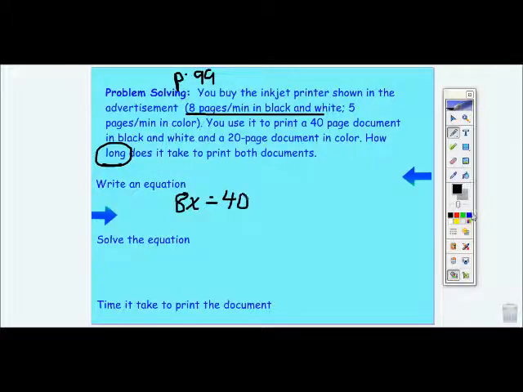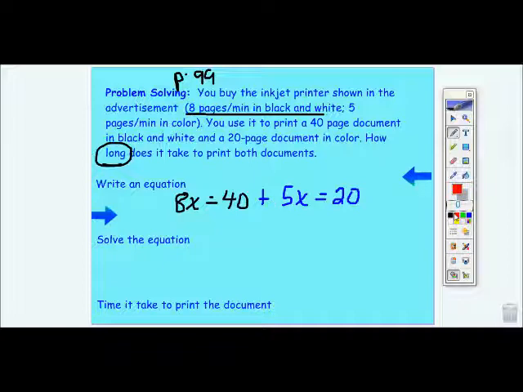Now let's do the other one. I'm going to try to change my pen color here. Let's do our colored ones. We do 5 pages per minute. We don't know how many minutes. We do 5 pages per minute when we're doing colored, and we end up doing 20 pages. So we're going to have to figure out how much time, and we're going to need to add the two of these when we get done.